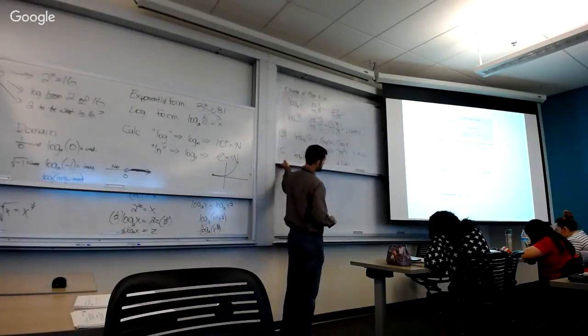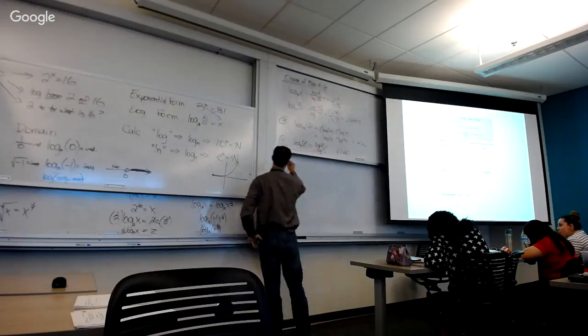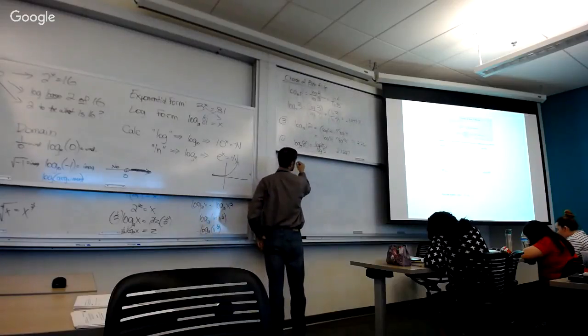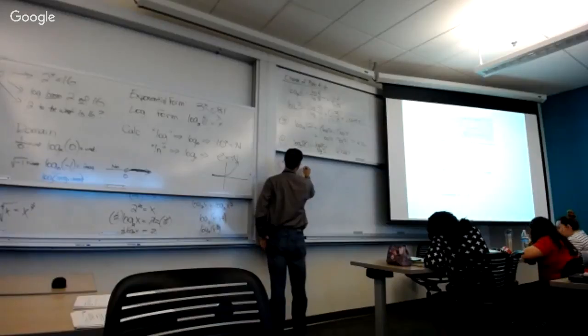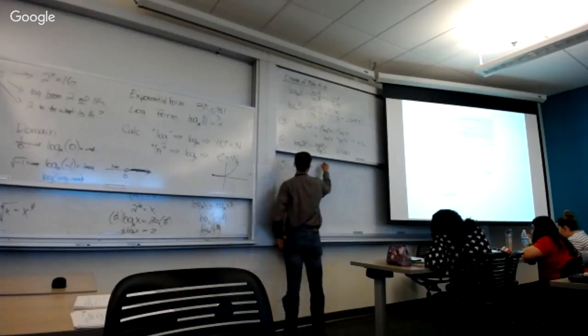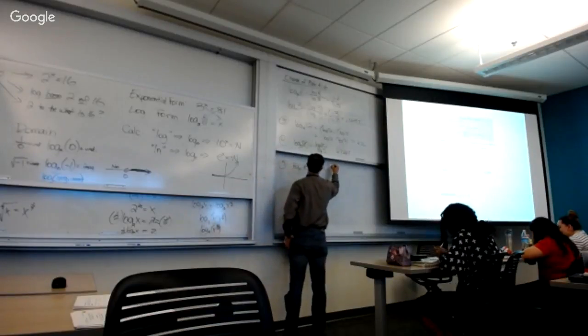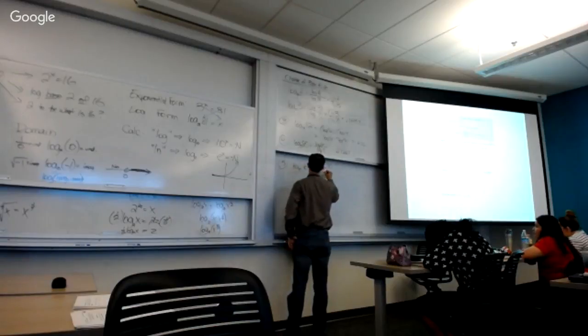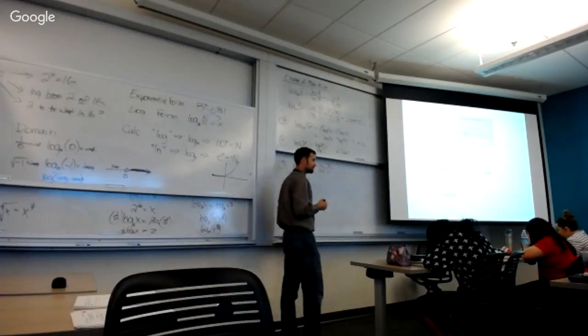Number 5 and number 6 are just making sure you know that it works with fractions and decimals as well. So number 5 says log base 4 of 10. So that'd be log of 10 divided by log of 4. And it's still going to work.